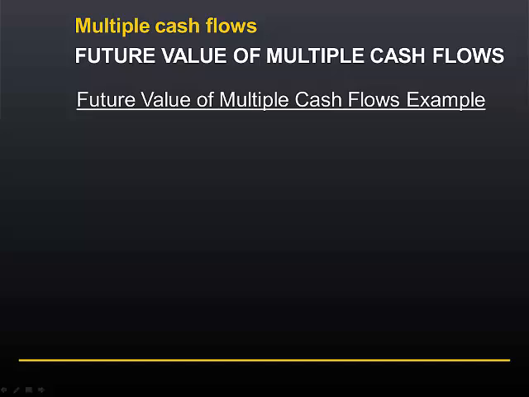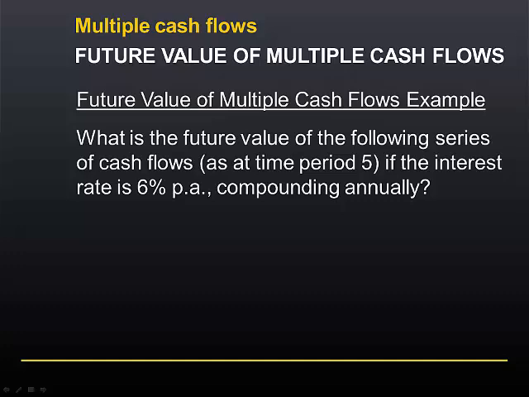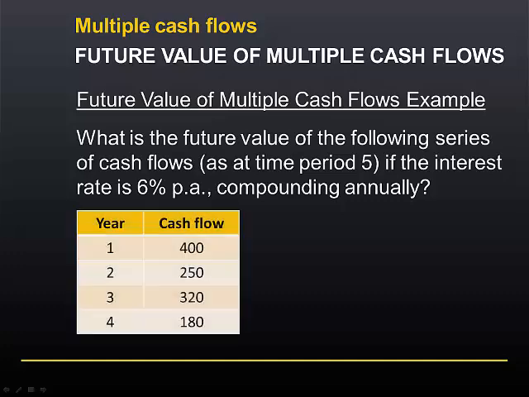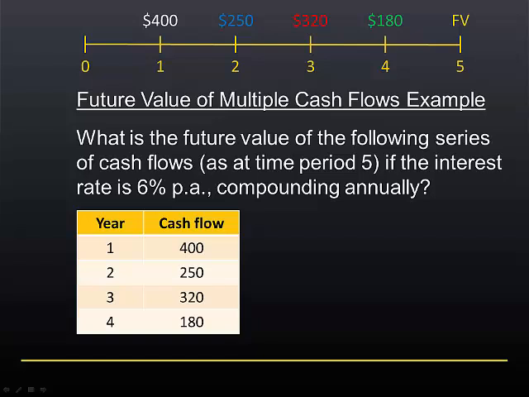Let's use an example to show how we can calculate the future value of multiple cash flows. What is the future value of the following series of cash flows as at time period 5, if the interest rate is 6% per annum compounding annually? The first cash flow of 400 appears at time period 1. We want to know its value as at time period 5. See if you can calculate the future value of the $400 as at time period 5.